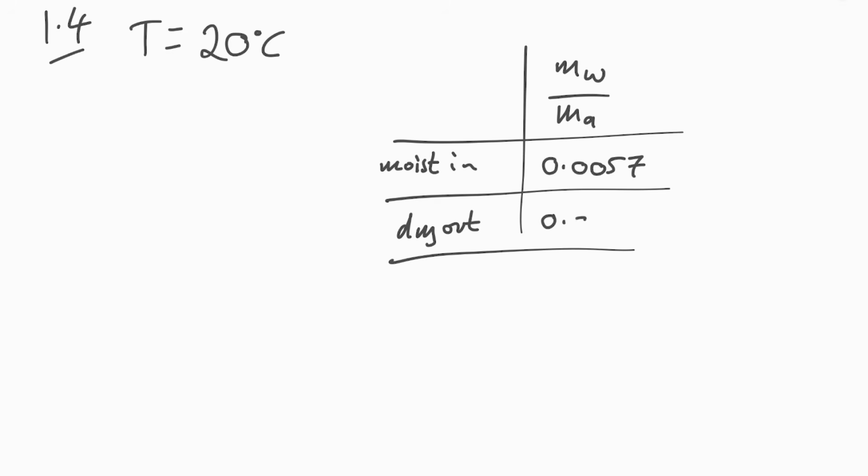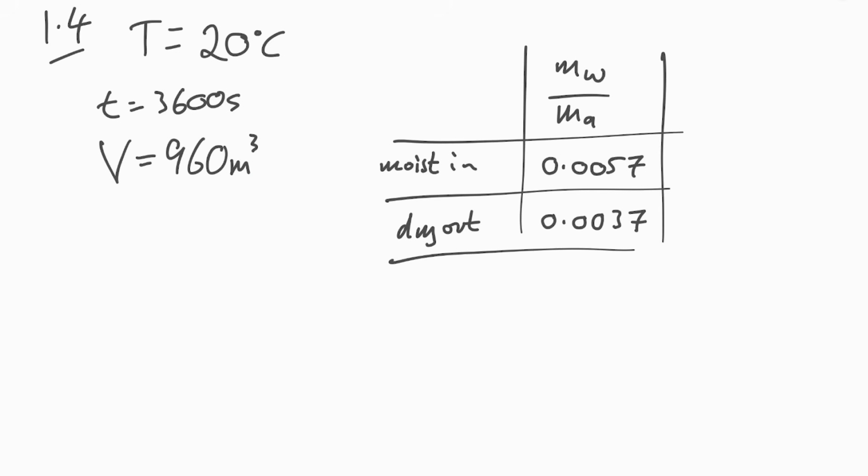Dry out. I think this is probably one of the questions I would have left until last if I was doing the exam proper. In 1 hour, so time is 3,600 seconds. Volume of 960 meters cubed, assuming the density again remains at that. Determine how much energy is removed in 1 hour.